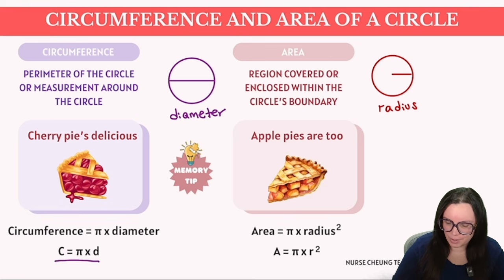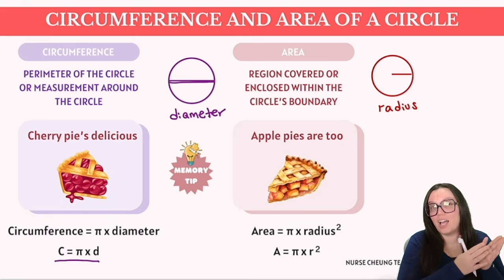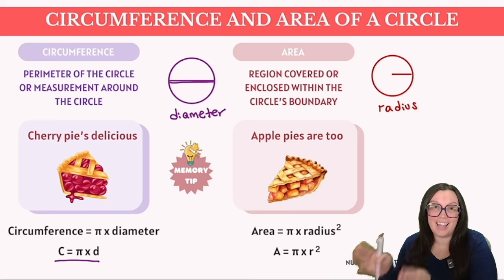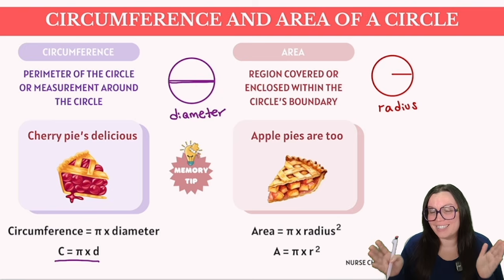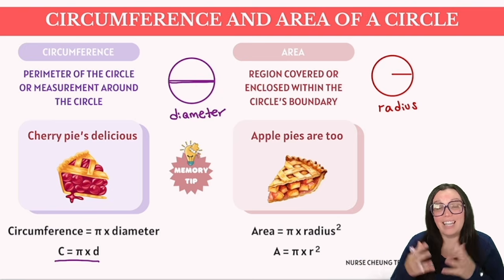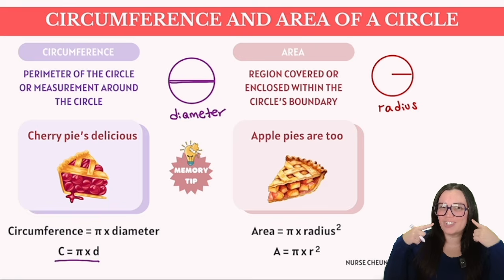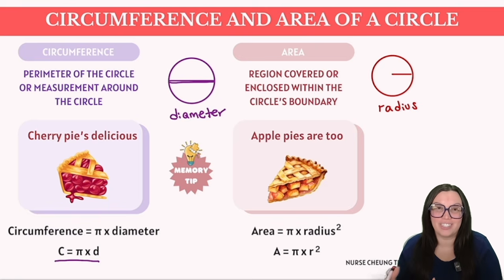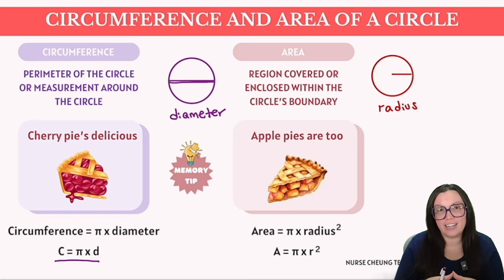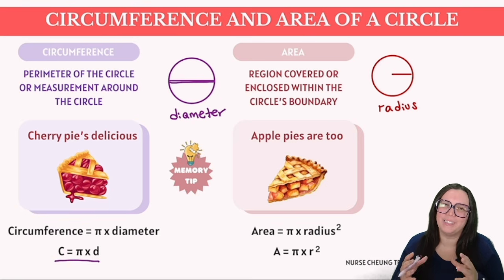So you might be asking yourself, what the heck is a diameter? If we were to take a circle and draw a line through the center of that circle, that line from one end of the circle to the other end, that measurement is considered our diameter. An easy sentence to remember this equation is "Cherry pie's delicious," where the C in cherry is our circumference, pi is of course equal to pi, and the D in delicious is equal to diameter.